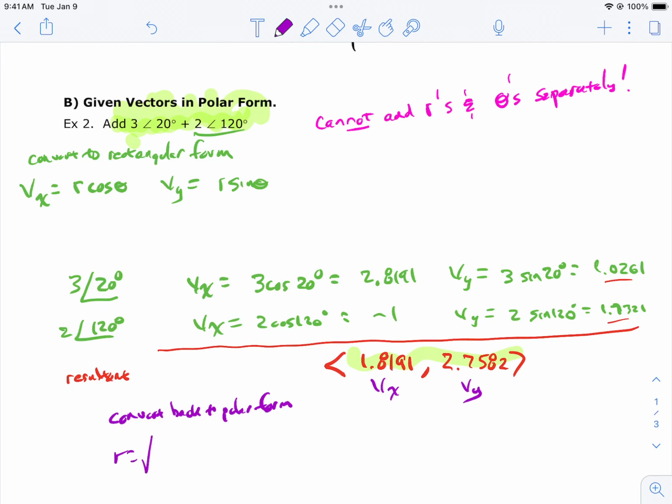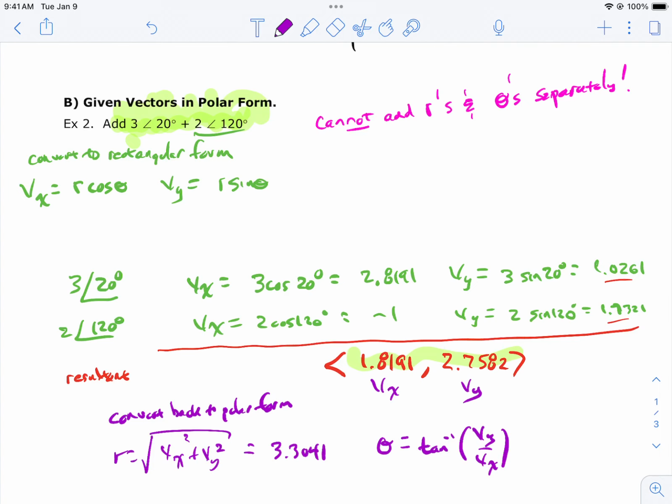So the r is, remember, you do a Pythag with your Vx and your Vy. I'll just plug the numbers in and do it. 1.8191 squared plus 2.7582 squared. Okay, so that equals some big thing, but now I have to take the square root of the answer and get 3.3041. And then as for the theta, remember this formula. You do a shift tangent of the y over the x, which is the 2.7582 over the 1.8191.